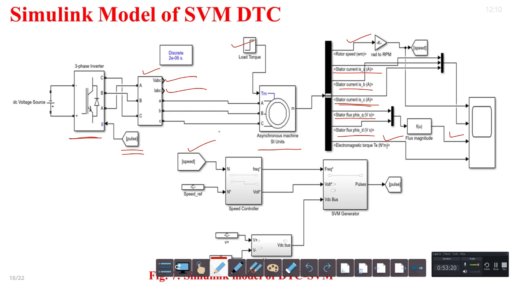Now, in the control block we take the speed feedback. We have the reference speed N star and the actual speed N, they are compared, and the speed controller generates the reference voltage V star and its frequency. These are the inputs to the SVM generator: voltage, frequency and DC bus voltage. It generates the pulses based on the equations, and these pulses go to the PWM inverter. So, this is the Simulink model diagram.